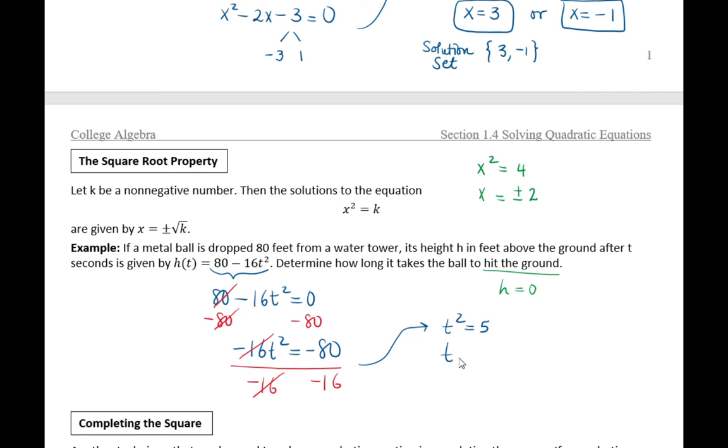So t needs to be, let me write it separately, negative square root of 5 or square root of 5. This negative square root of 5 does not work because t needs to be positive. So the ball hits the ground after square root of 5 seconds. That looks really weird, but you can use a calculator to convert it into a decimal, which will be simply 2.24 seconds. So that's how you solve that problem. See, that uses the square root property. t squared equals 5 implies t equals minus plus square root of 5. I hope this example is clear.